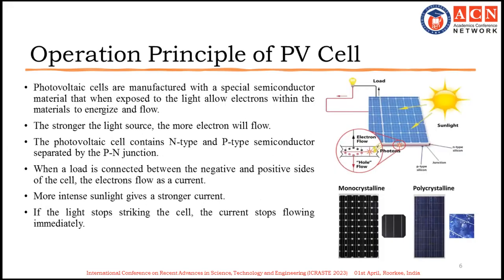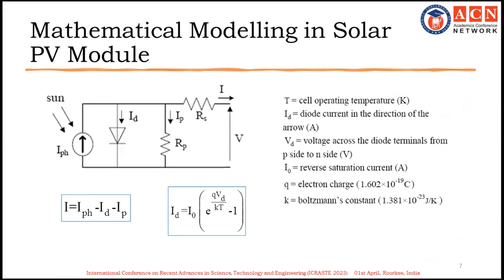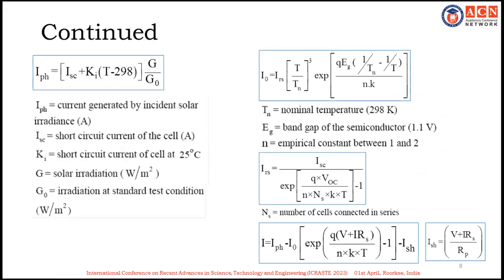This is the operation principle of a PV cell. The photovoltaic cell contains N-type and P-type semiconductors separated by the PN junction. When the load is connected between the negative and positive sides of the cell, the electrons flow as a current. More intense light gives a stronger current. If the light stops hitting the cell, the current stops flowing immediately. To extract the mathematical model of a solar PV module, we can use these equations.